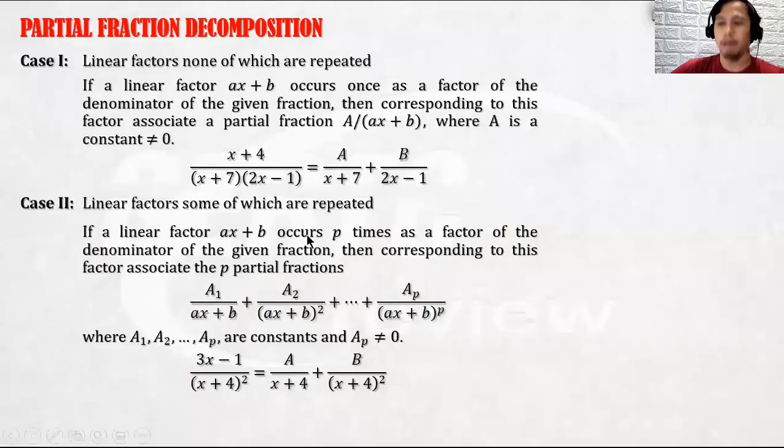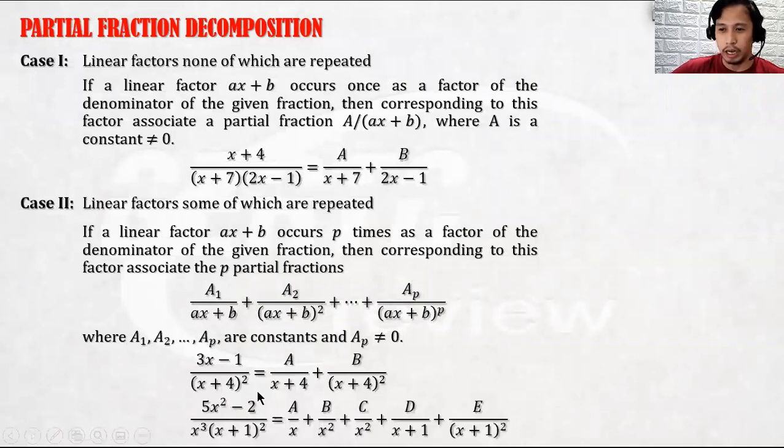Now, another example: 5x squared minus 2 all over x cubed times x plus 2 quantity squared. As you see, x is raised to 3. That's linear, raised to 3. So we should make it A over x plus B over x squared plus C over x cubed. This one should be cubed.